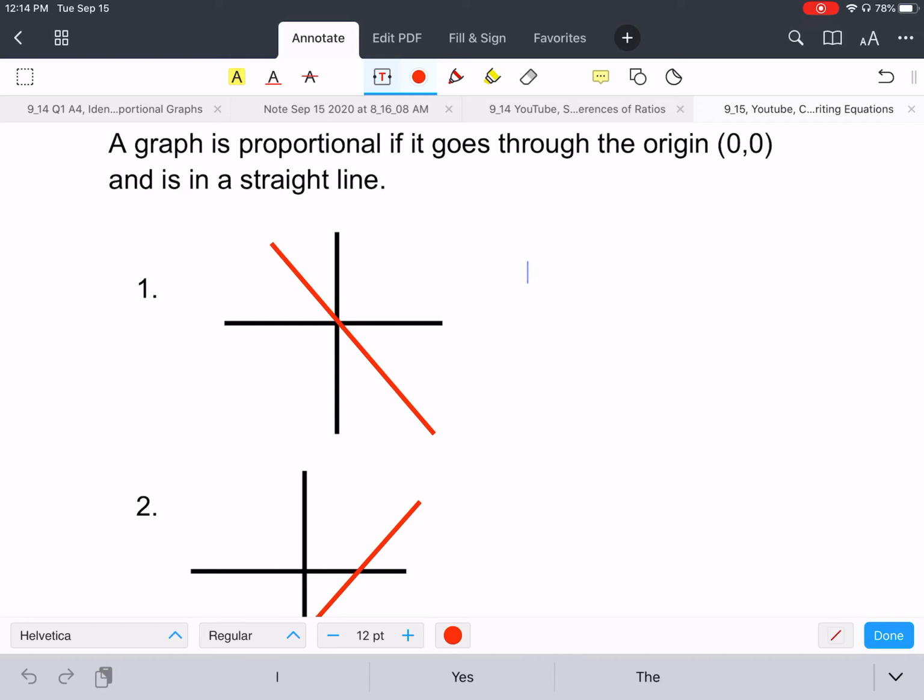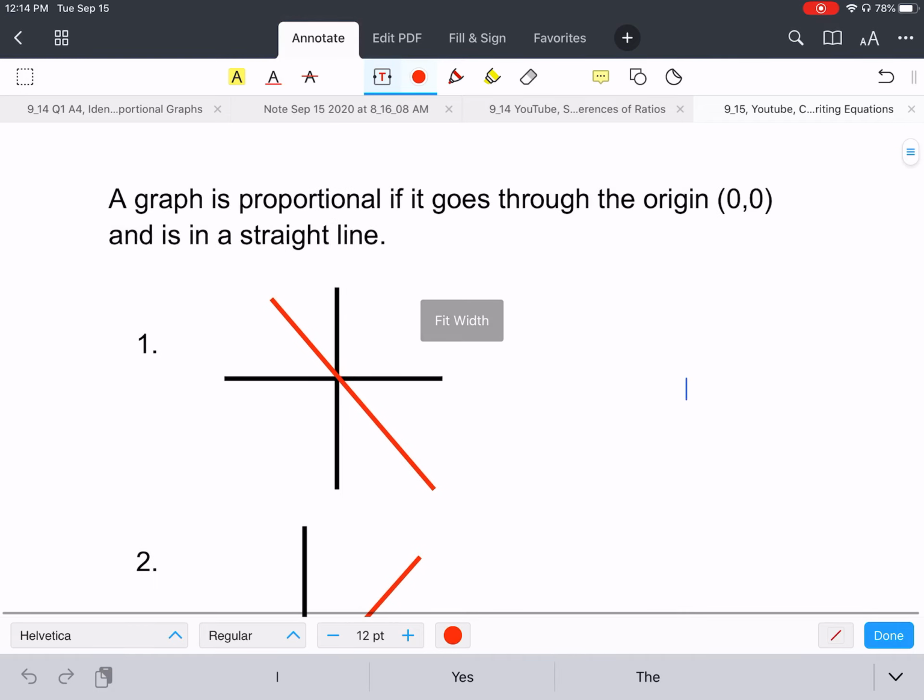The first 5 problems on your assignment have pictures of graphs, and it is your job to determine if it is proportional or not, and you want to be able to explain why. So a graph is proportional if it goes through the origin, which is 0, 0, and is a straight line.